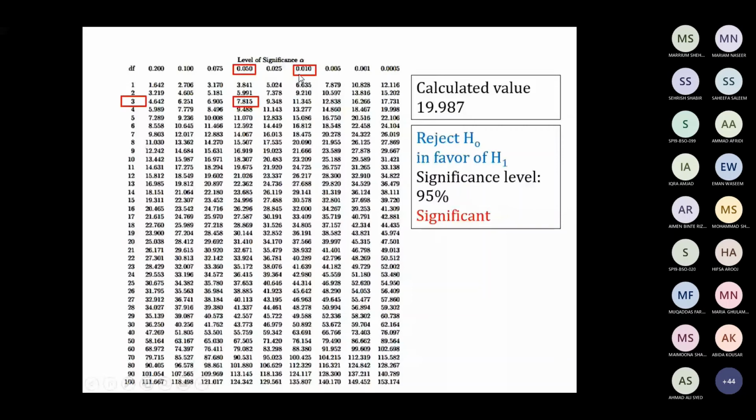So are we going to say that this is highly significant? Yes, because this value is greater than this value, so it is significant at this point as well. So we have to say that this is highly significant. At the significance level of 99%, this is highly significant because the calculated value is greater than the table value.